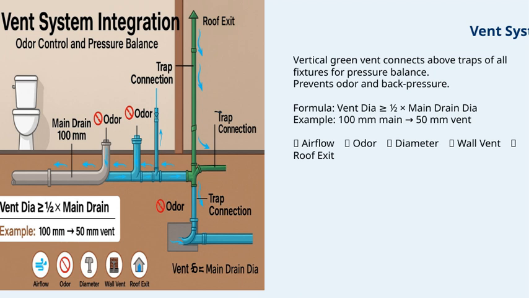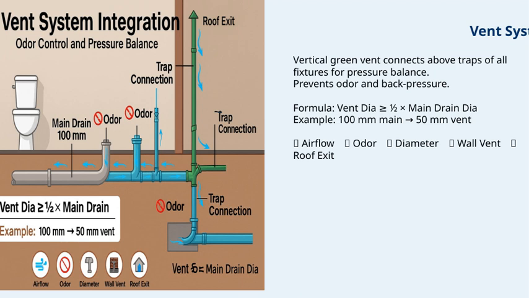Now, when designing these vents, there's a simple formula to follow. The vent diameter should be at least half the size of the main drain diameter. For example, if the main drain is 100 millimeters, then the vent should be at least 50 millimeters in diameter.